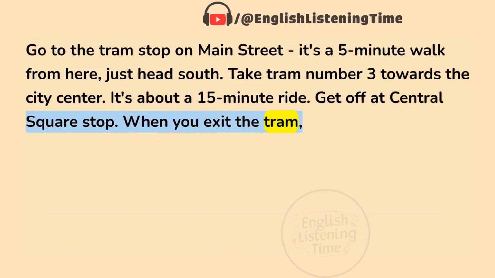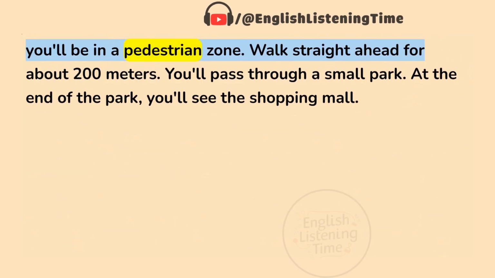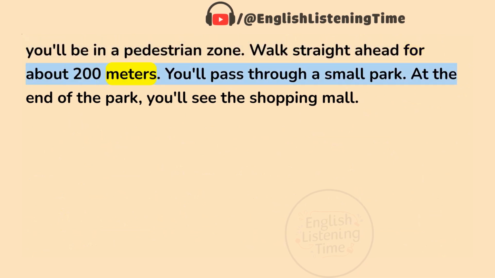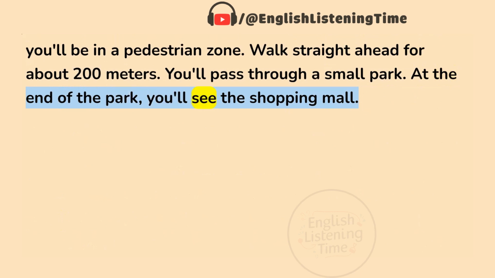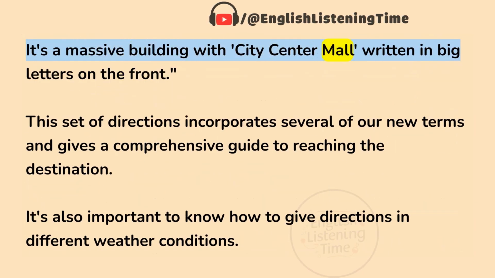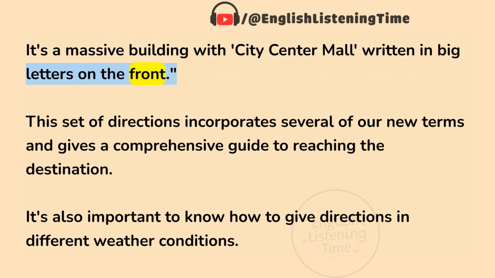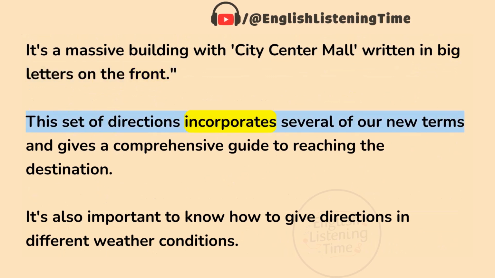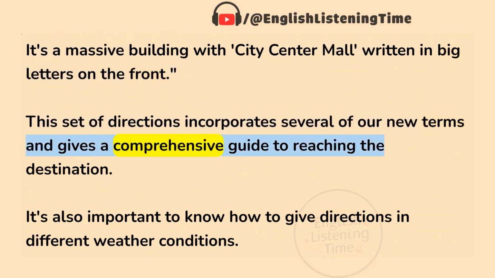When you exit the tram, you'll be in a pedestrian zone. Walk straight ahead for about 200 meters. You'll pass through a small park. At the end of the park, you'll see the shopping mall. It's a massive building with City Center Mall written in big letters on the front." This set of directions incorporates several of our new terms and gives a comprehensive guide to reaching the destination.